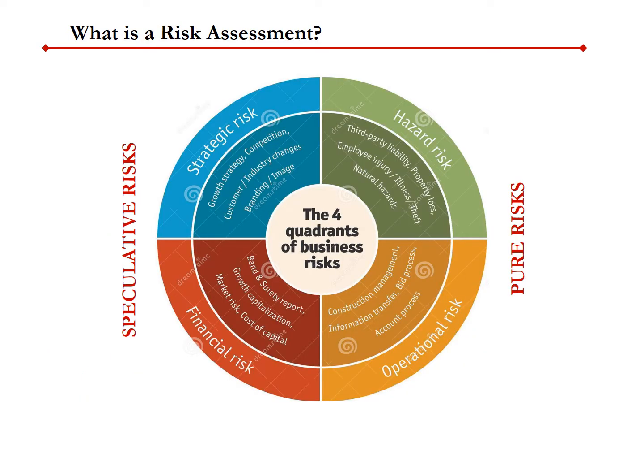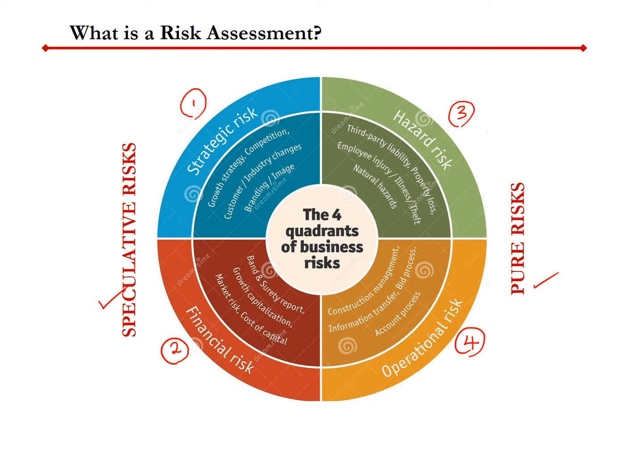So let's look at these 4 quadrants of risks, okay? What is risk assessment made of? We could say that risks could be strategic risks, or it could be financial risks. These two make up what you call speculative risks. While the other could be hazard risks, or operational risks. And these two make up what you call pure risks.